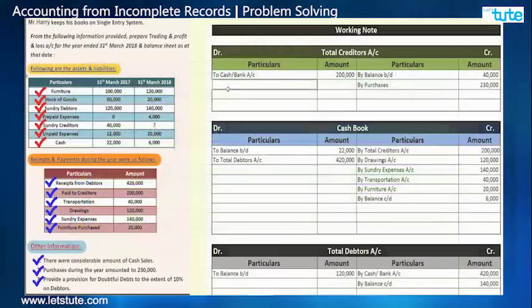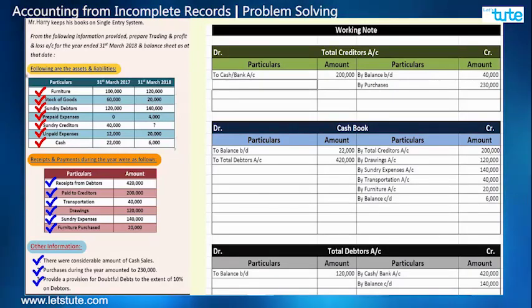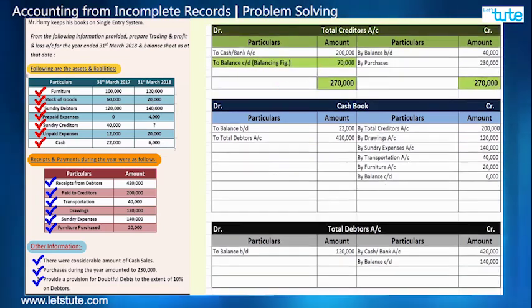We start here with creditors account. We have recorded everything related to creditors. Thus by balancing we get total creditors to 70,000, which we post in balance sheet.